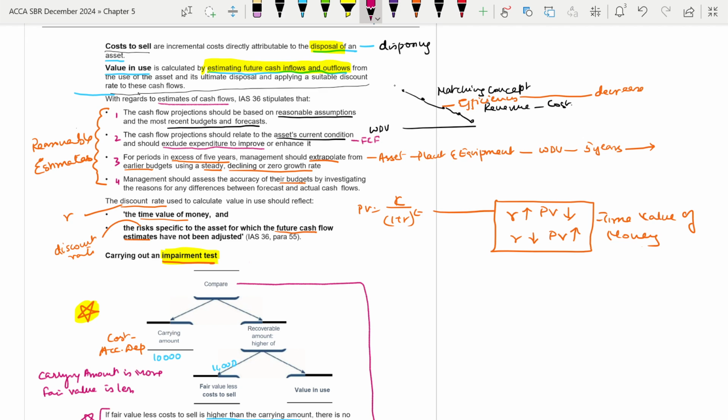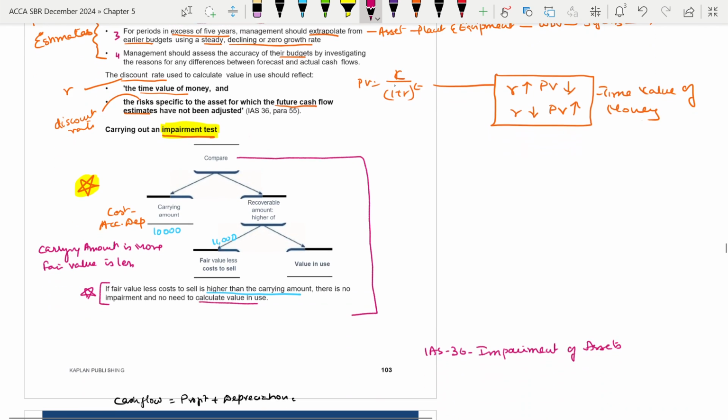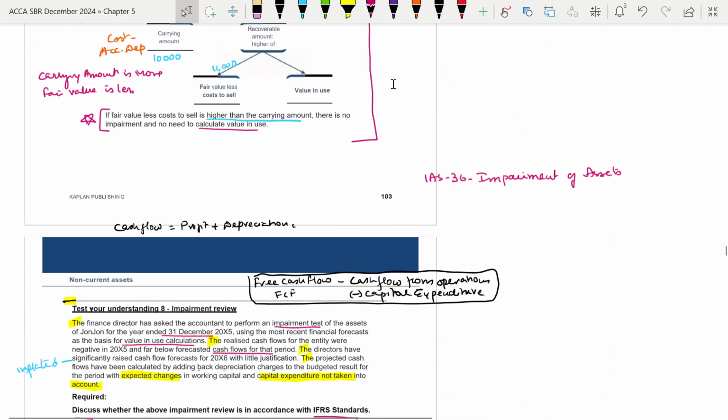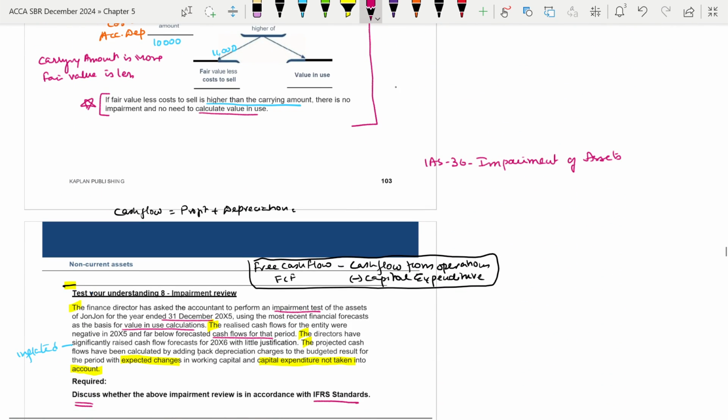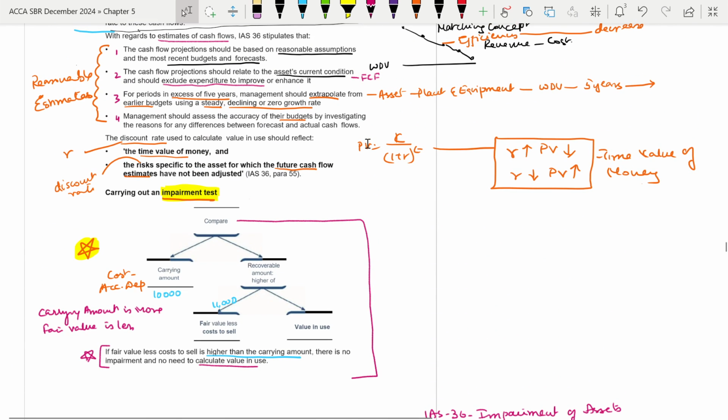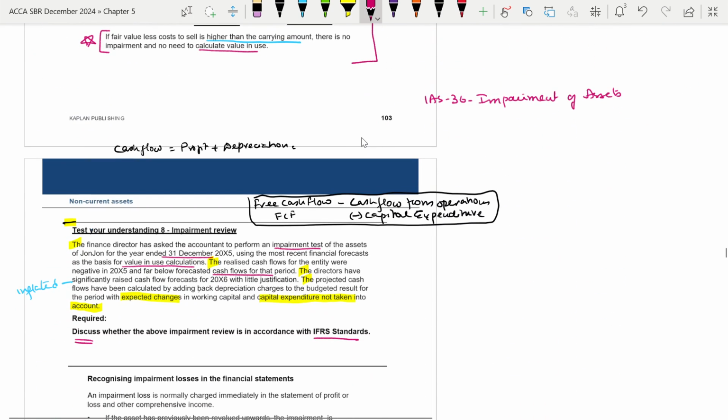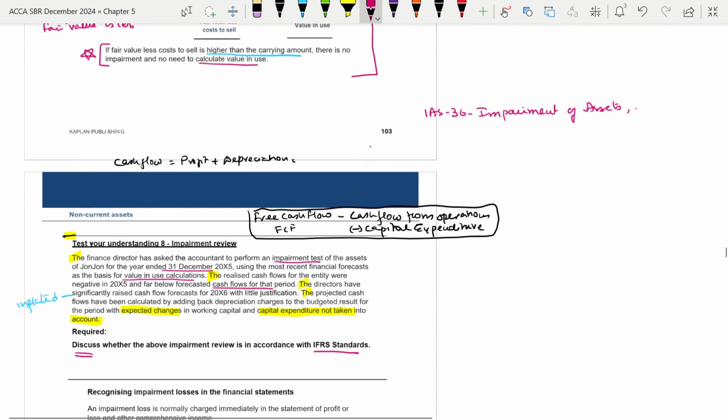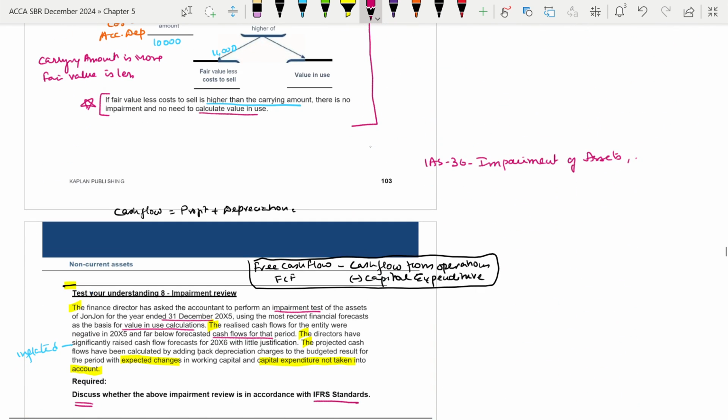We are not going to do anything else. Once we write it, this is as per IFRS, as per IAS 36, impairment of assets. When you are talking about the impairment of assets, what is the first one? There should be reasonable assumptions and the most recent budgets and forecasts. Reasonable assumptions.